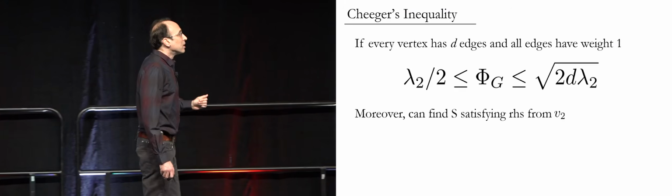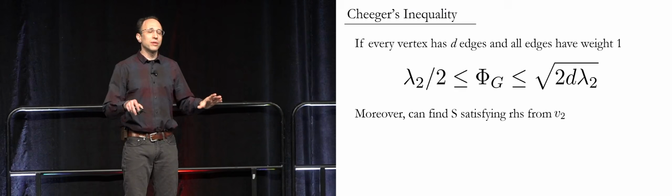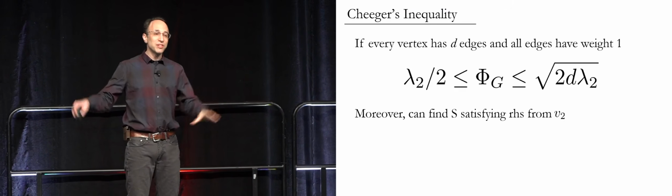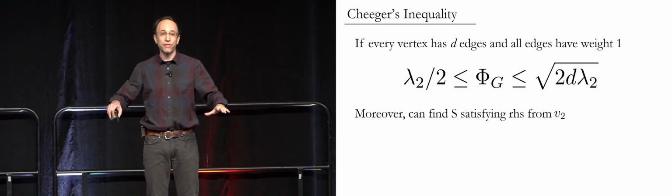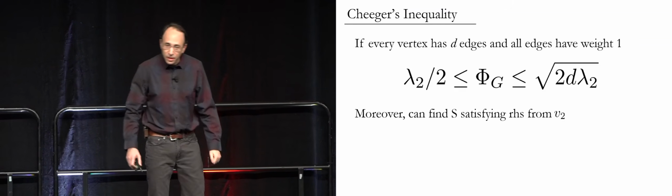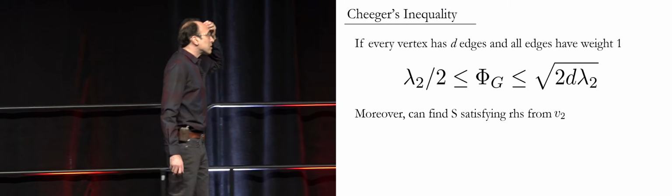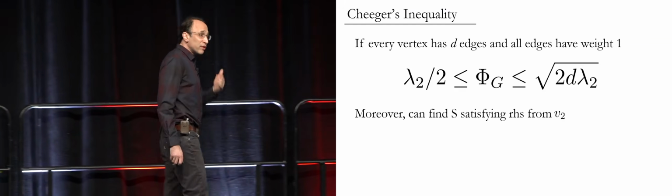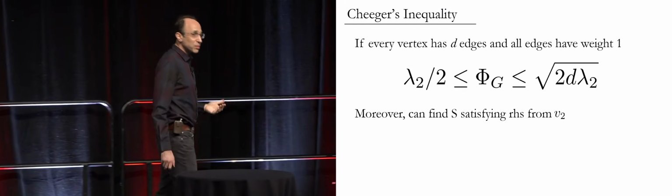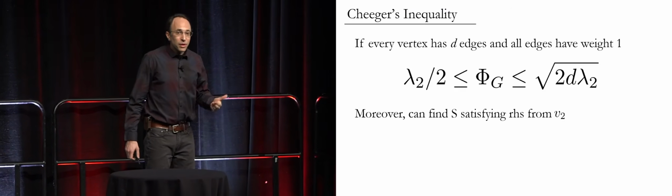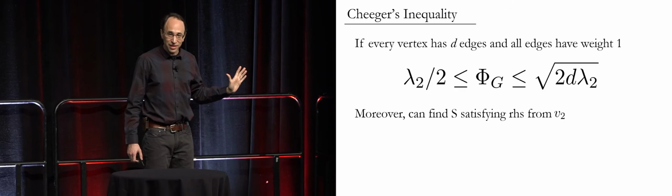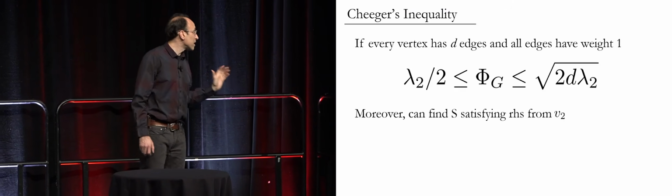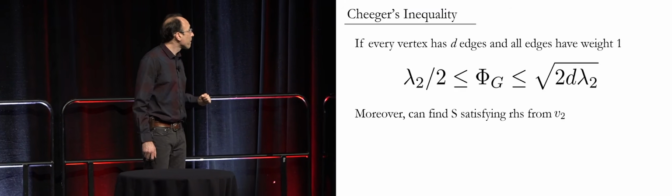Cheeger's theorem appears on Riemannian manifolds. This is an extension of Cheeger's inequality to graphs that was obtained by different groups of authors in slightly different flavors about a decade later. It says that the conductance is at most the square root of 2 times the maximum degree times lambda 2. And moreover, the procedure I showed you on the previous slide gives you a set of vertices with that conductance that satisfies that bound. So you can use v2 to find sets of vertices of low conductance.